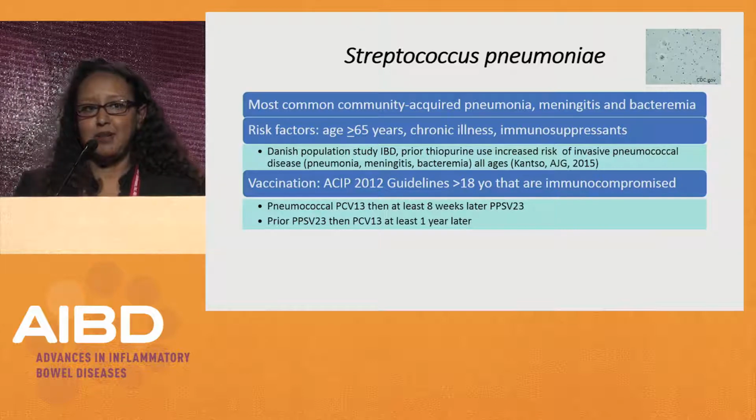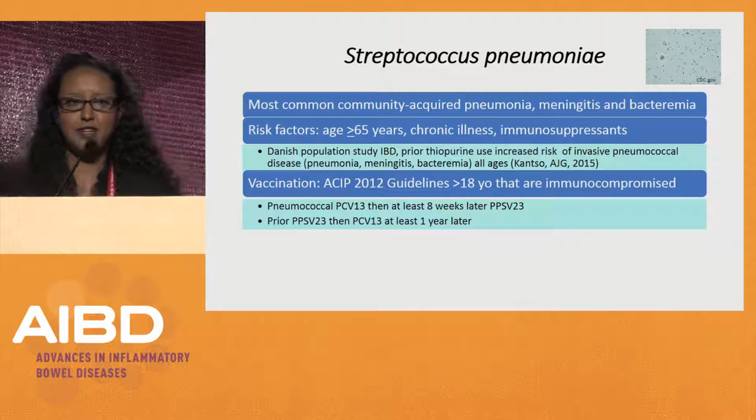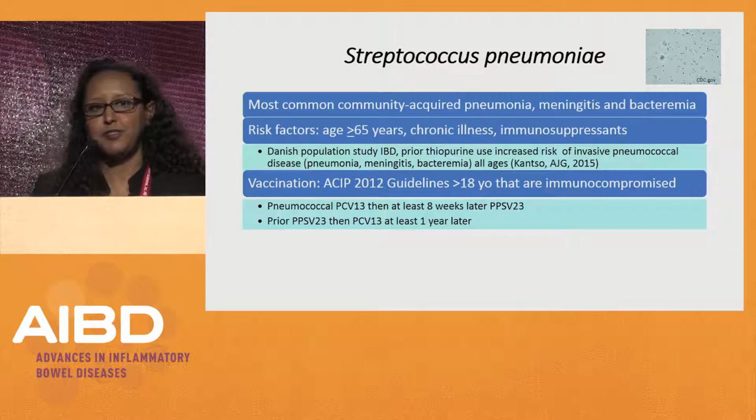Streptococcus pneumonia is the most common community-acquired pneumonia. It can cause meningitis and bacteremia, and risk factors include being over age 65, having a chronic illness, and being on immunosuppressants. And you've heard already at this meeting of the vaccines that are available for this. This includes the 13-valent pneumococcal vaccine and the 23-valent pneumococcal vaccine. And both are recommended for our patients on immunosuppressants that are over age 18. If they haven't received either one, it's recommended to get the 13-valent first.